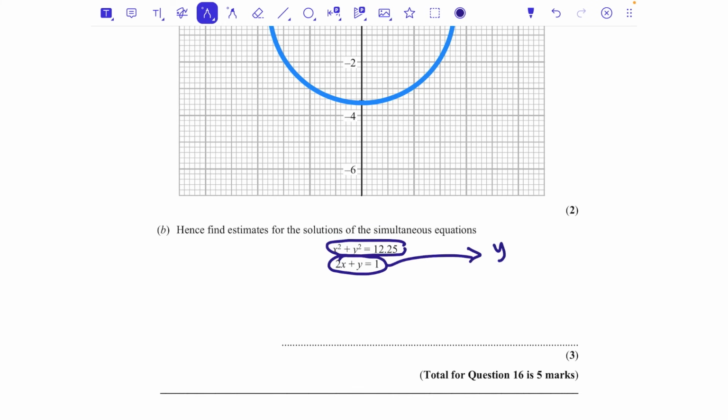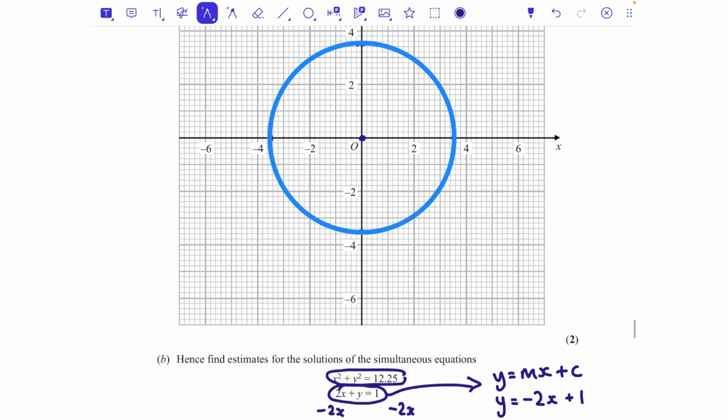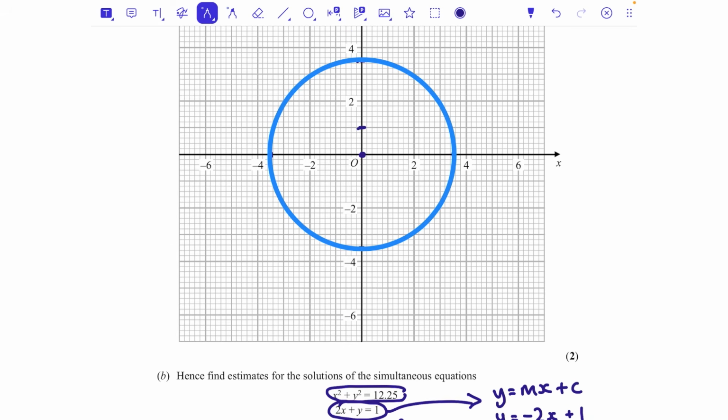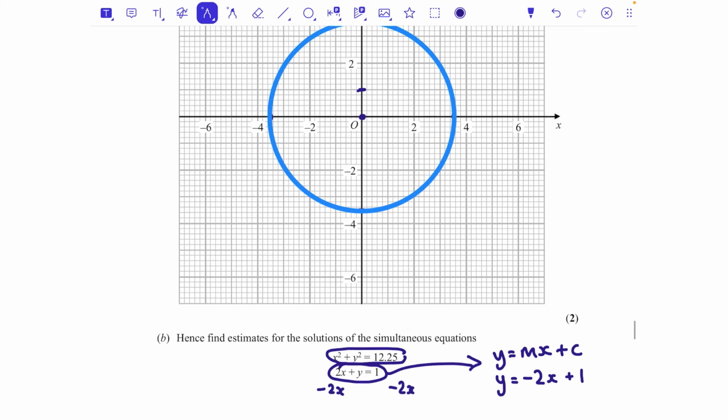Let's make it in the form y equals mx plus c, so I can see what the gradient is and what the y-intercept is. This one is a straight line. There's no powers here. It's just linear. So y equals, if I take 2x away from both sides, y equals minus 2x, add 1. So that's going to be the straight line with a y-intercept of 1. And for every 1 across, it's going to go 2 down. This has a gradient of minus 2.